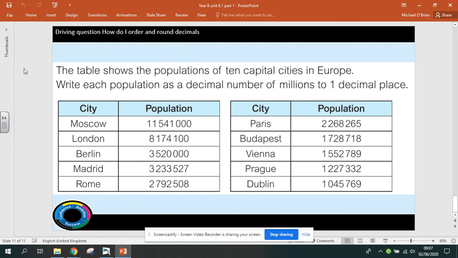Okay. So you've got a question based on that very same topic. We have a list of 10 capital cities in Europe. It's actually a list in descending order. What the question asks you to do is write each one of those numbers as a decimal number of millions to 1 decimal place. So when you're ready, pause the lesson and write your table down, and then restart after you've finished.